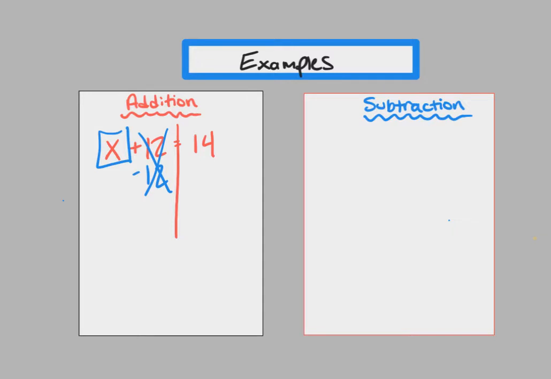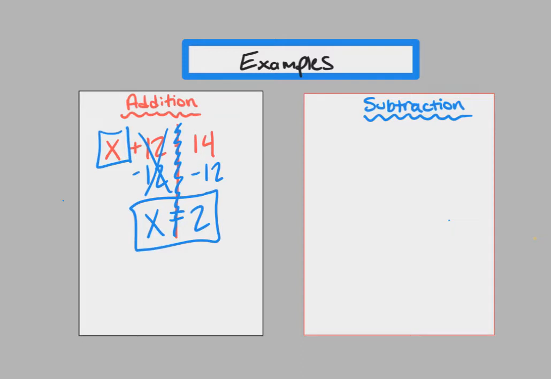After I do that, remember, the 4th step is to balance the equation. Whatever you do on one side of the wall, you have to do on the other side. So I'm going to subtract 12 from the other side of the equation. Now I'm left with just x over here. What's 14 minus 12? Well, 14 minus 12 is 2. So now I know that x equals 2. There's the first example. That's addition.